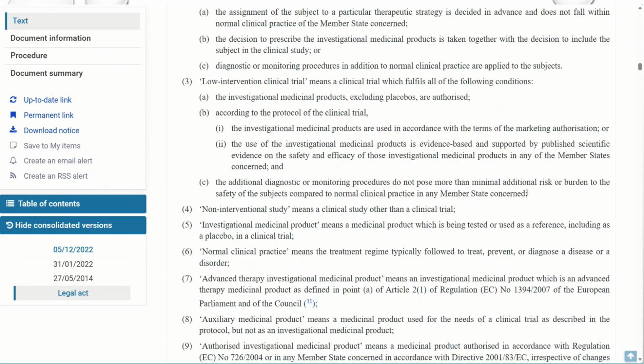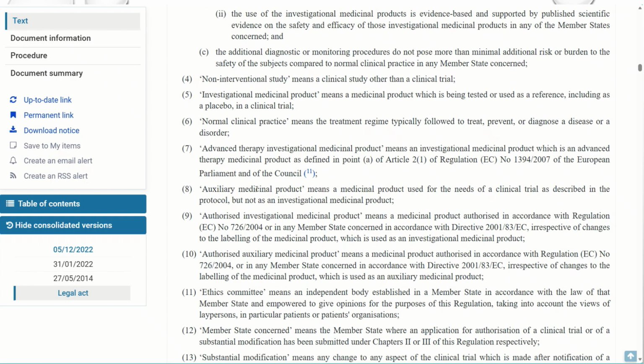So it shouldn't pose more than minimal additional risk or burden to the safety of the subjects compared to normal clinical practice. And then we have non-interventional studies, which are any studies that are not a clinical trial. So, investigational medicinal products is something that is used within a clinical trial.